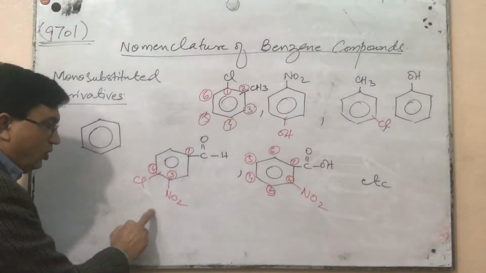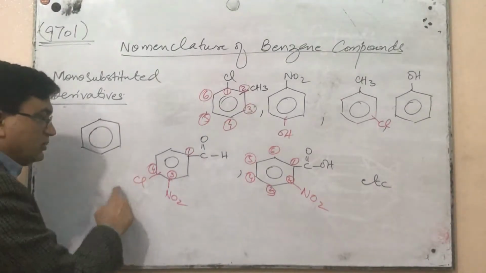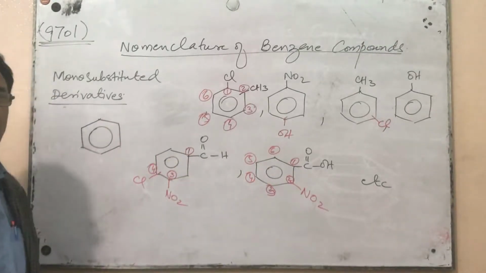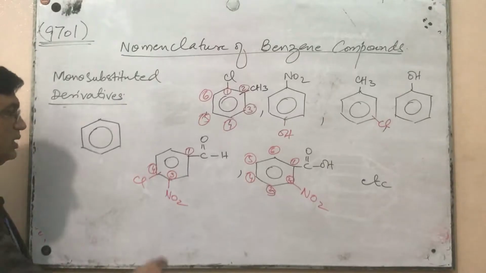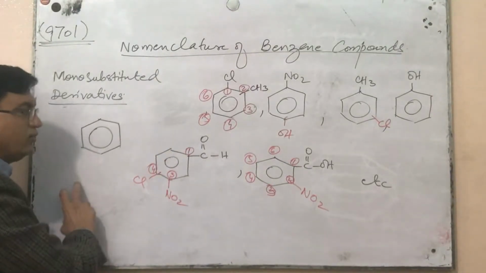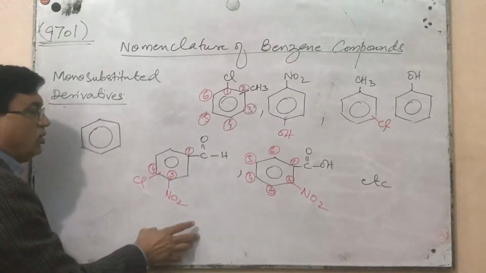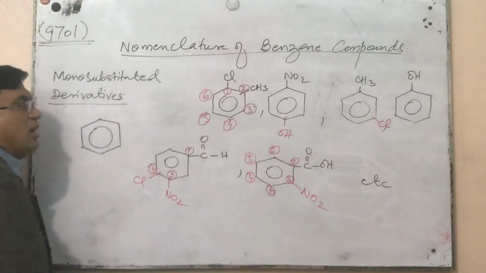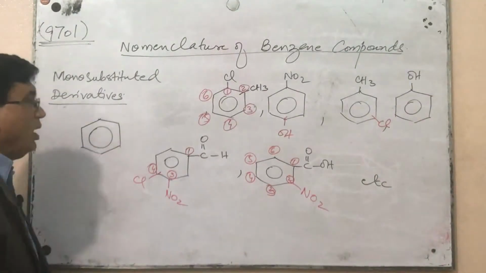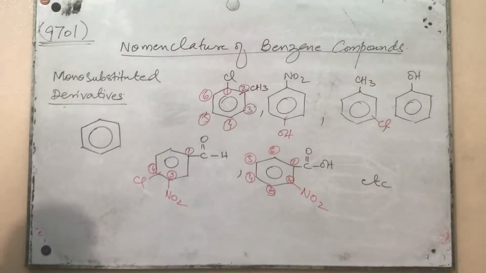We have to follow the alphabetical order of the substituents to represent, and then we have to name the aromatic hydrocarbon. For example, this will be called 4-chloro. Chloro will come first, then 3-nitro, then nitro will be mentioned, and then benzaldehyde. In this manner, we can name all aromatic hydrocarbons.